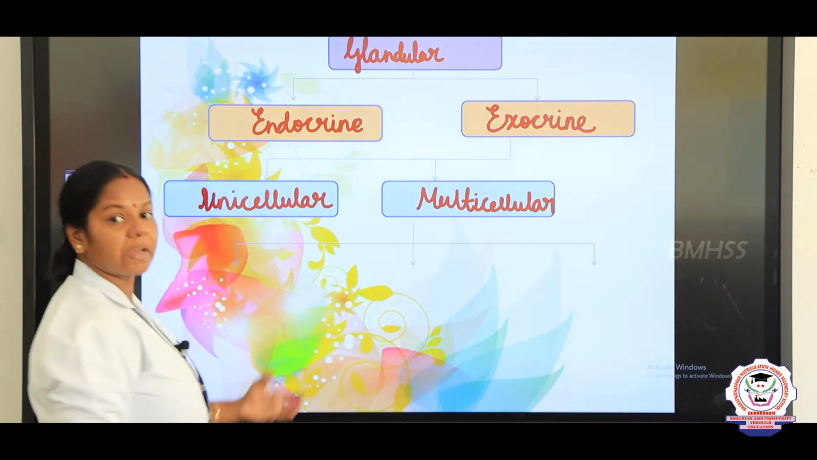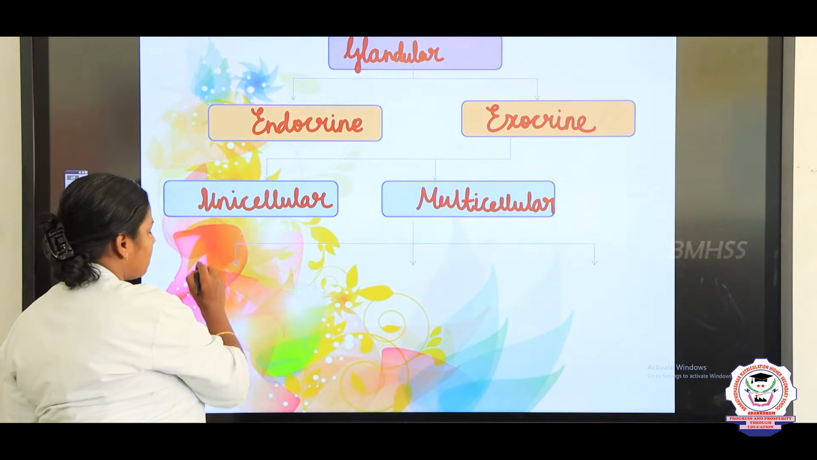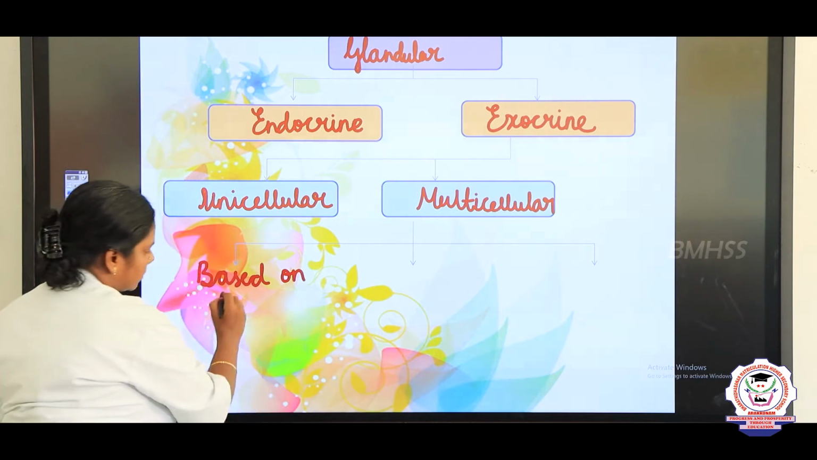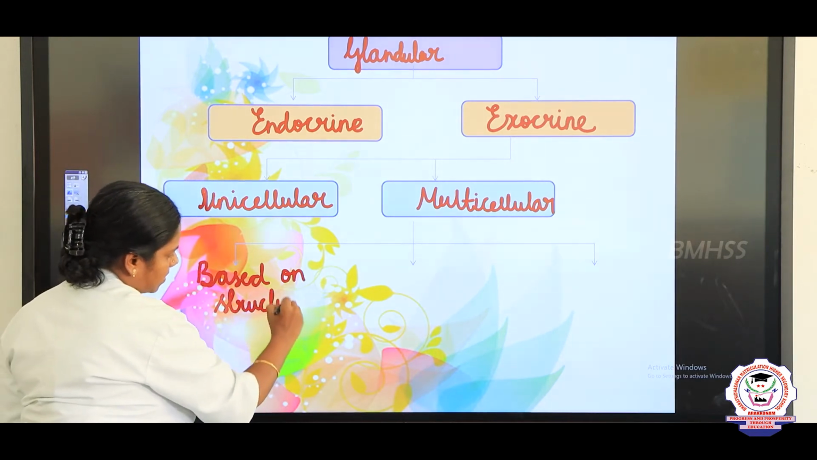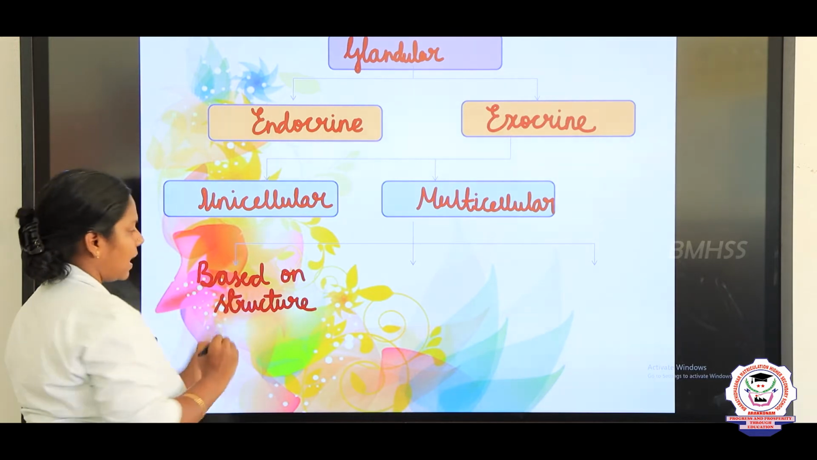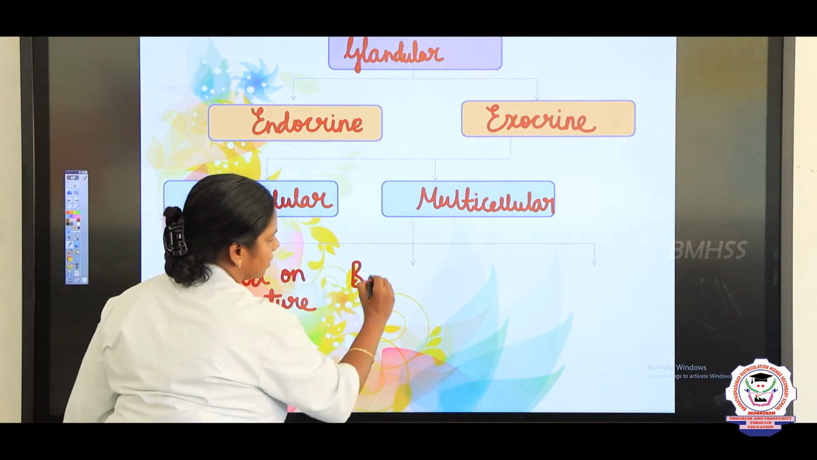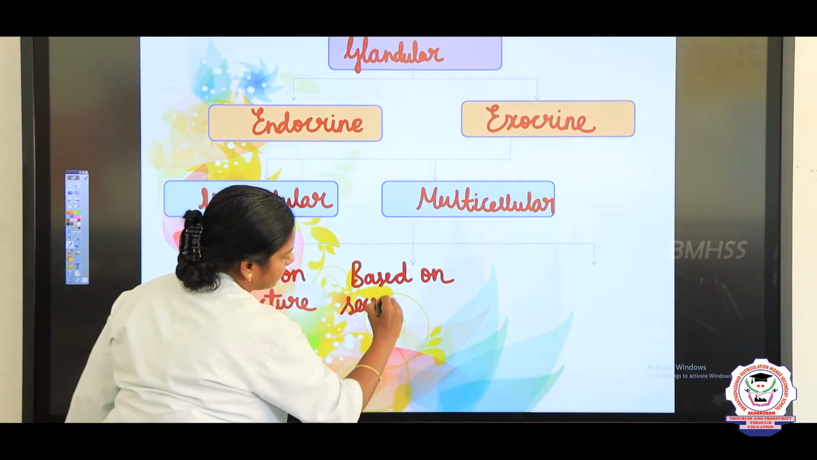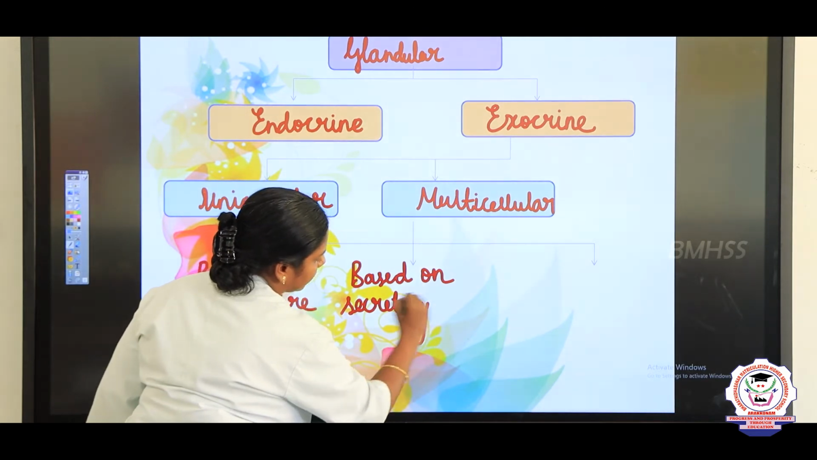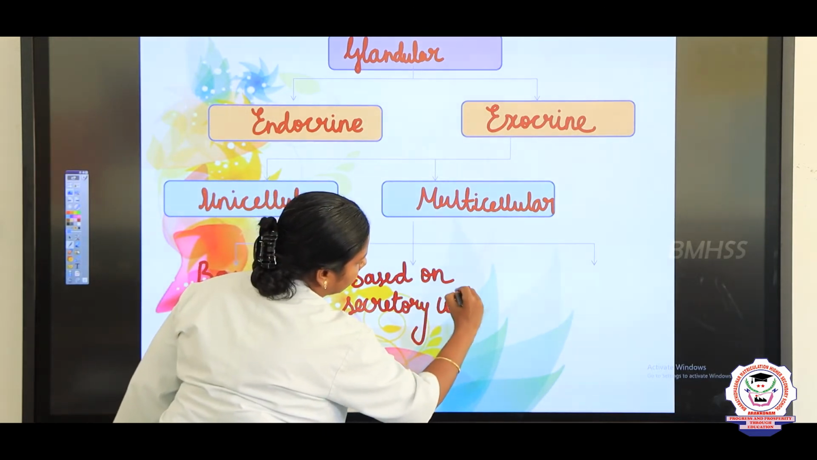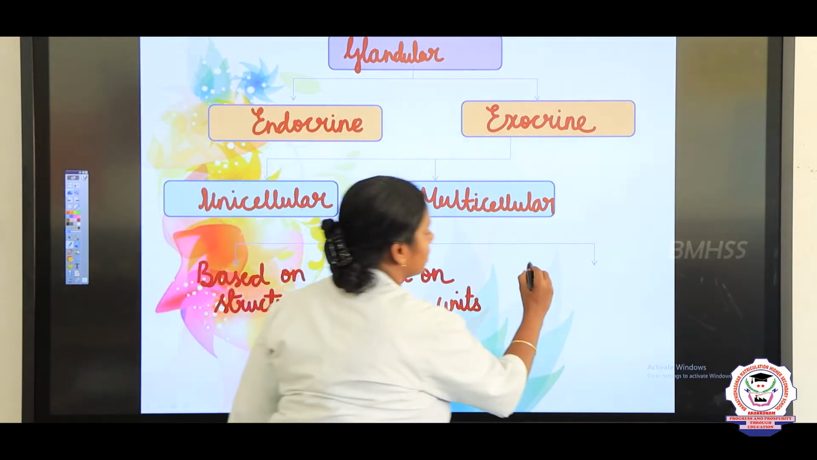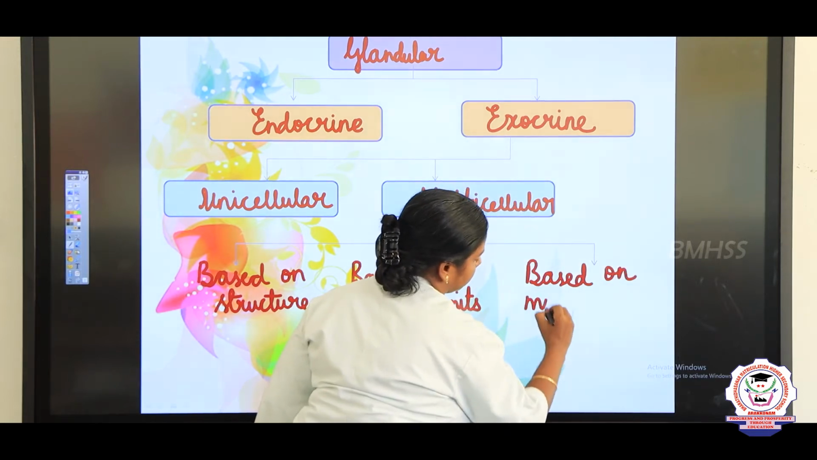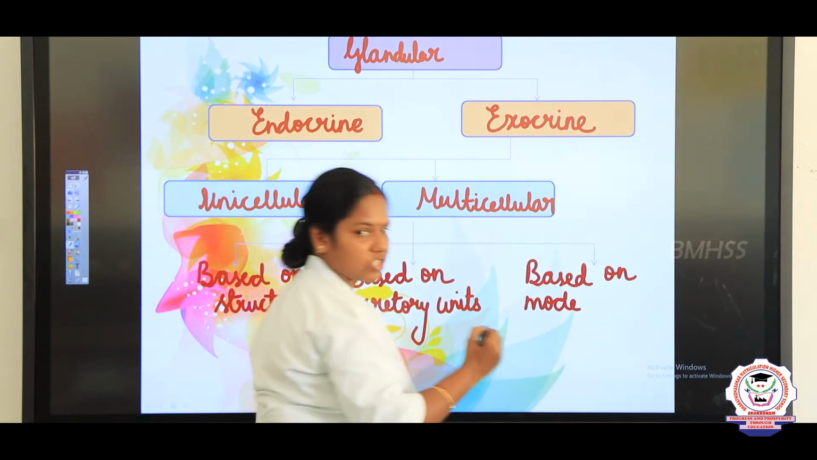Again, the multicellular is divided into three categories. First one is based on structure. And another category is based on secretory units. And the another category is based on mode of secretion.